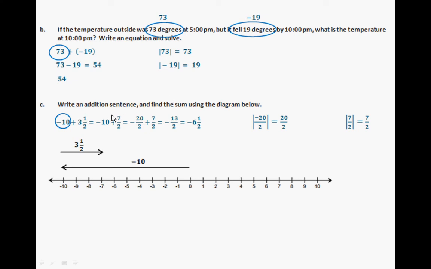All right, so write the addition sentence finding the sum in the diagram below. So if this is negative 10 and positive 3.5, with negative 10 being the longer arrow, and then adding 3.5. So negative 10 plus 7/2, which is taking the mixed number and turning it into an improper fraction. Then you need to find a common denominator, add those together, and then turn it back into a mixed number. So the absolute value of negative 20 halves is 20 over 2, and the absolute value of 7/2 is 7/2.